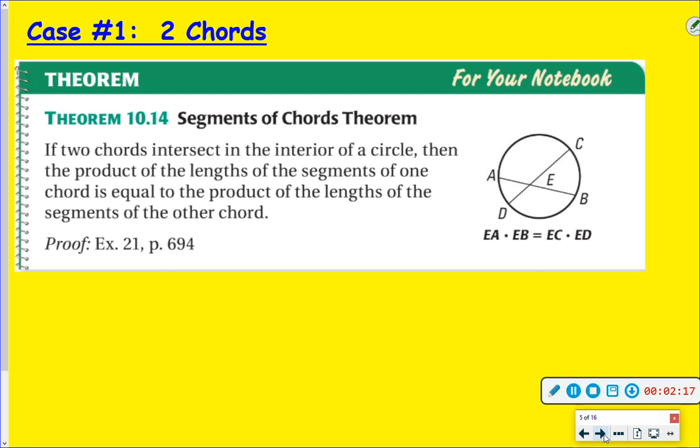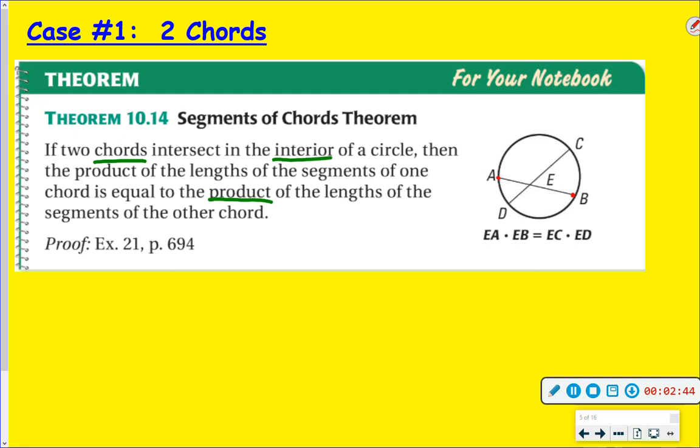If two chords intersect in the interior of a circle, then the product of the lengths of the segments of one chord is equal to the product of the lengths of the segments of the other chord. Whew, wordy. Okay, that is so wordy for something so easy. Remember, a chord is a segment with endpoints on the edge of the circle. That's what a chord is.